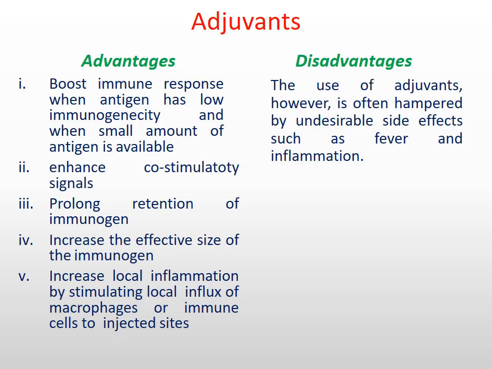So when the quantity of the antigen is suboptimal or the immunogenicity produced by the antigen is low, then adjuvants are very important because they boost the immune response. Number 2, how do they boost? Because they enhance the co-stimulatory signals and prolong the retention of the immunogen. So they boost the immunogenicity by two mechanisms: they enhance the co-stimulatory signal and they prolong the retention of the immunogen.